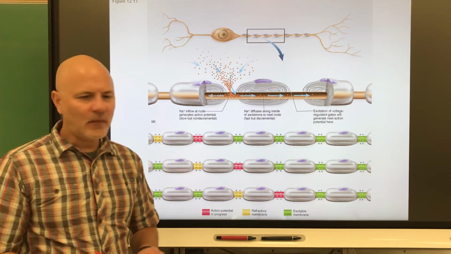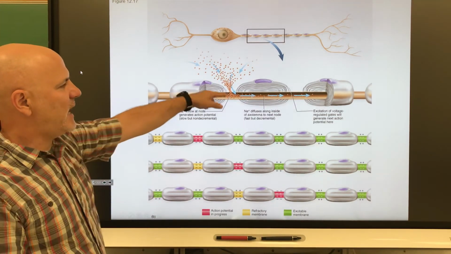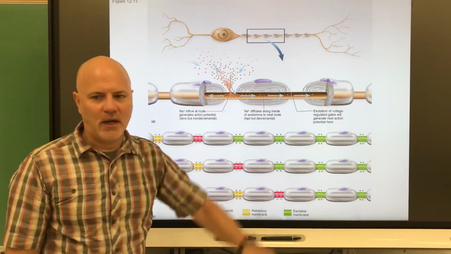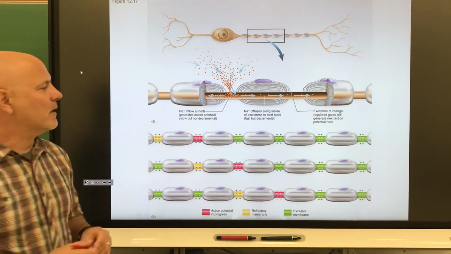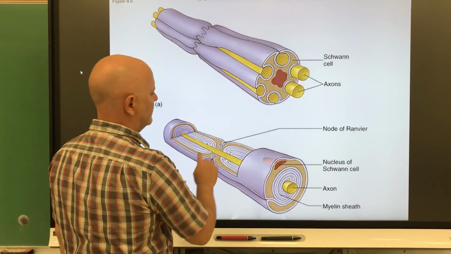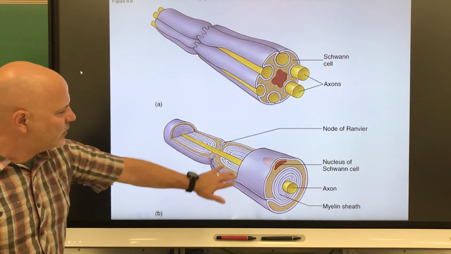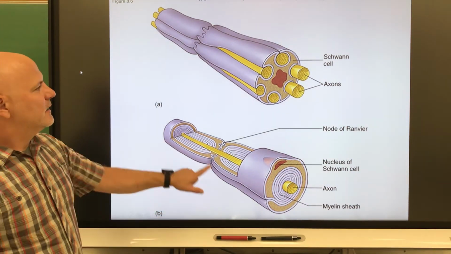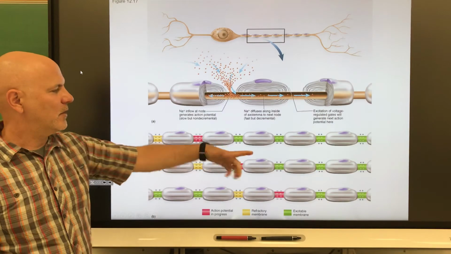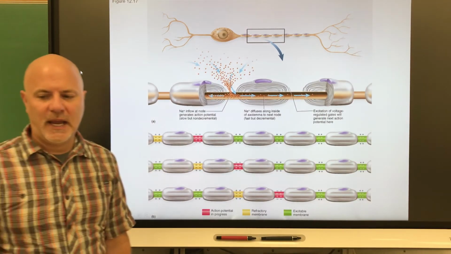Okay? So the same thing happens. Sodium diffuses in those areas. Now, I do want to point out, these nodes of Ranvier are tiny. So this is showing between two Schwann cells. You see that little line? That's a node of Ranvier. Okay? So even on these pictures, they make these nodes of Ranvier much, much larger than what they actually are.